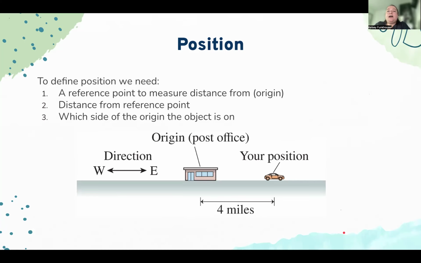We treat positive positions to be to the right of the origin and negative positions to the left. In this example where we have cardinal directions, positive would be to the east and negative would be to the west. And that's just the baseline we use in physics. So in this example, the post office is the origin and your car is 4 miles east of the origin, making your position 4 miles.